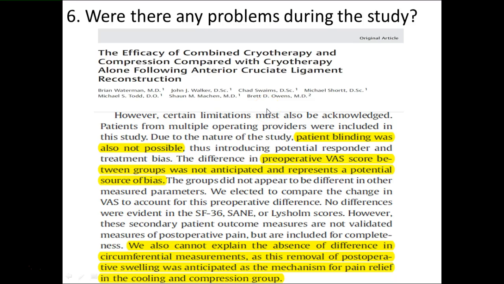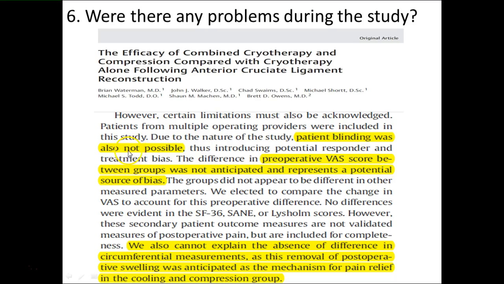So number 6, were there any problems during the study? And I call this the limitations section. As you are becoming researchers, you'll find that you don't want your limitations section to be way too long, right? Because that puts up a red flag and makes the reviewers think that there was too much bias in your study. And so, were there any problems during the study?